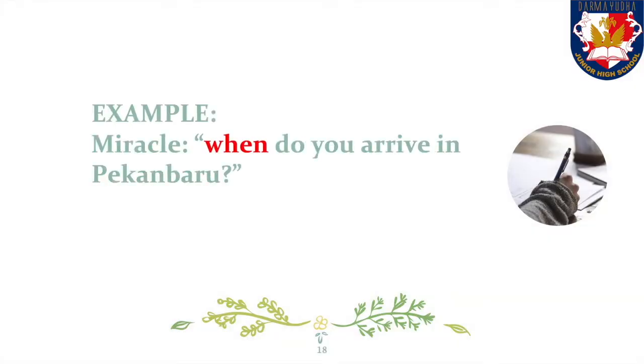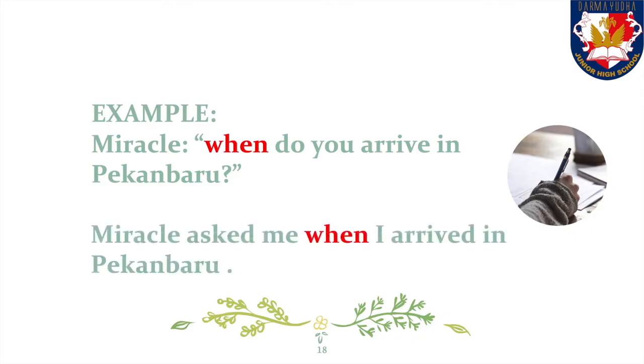Next example. When do you arrive in Pekanbaru? Can you see what question word is used in this sentence? Yes, the red one. That is when. So the indirect one will be, Miracle asked me when I arrived in Pekanbaru. Arrive, verb 1, becomes arrived, verb 2.